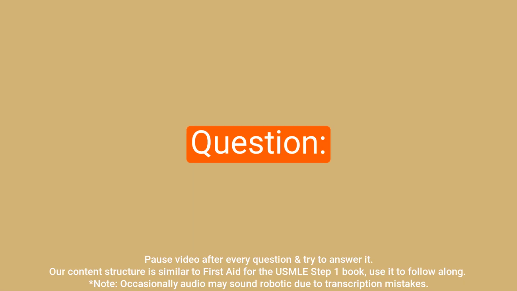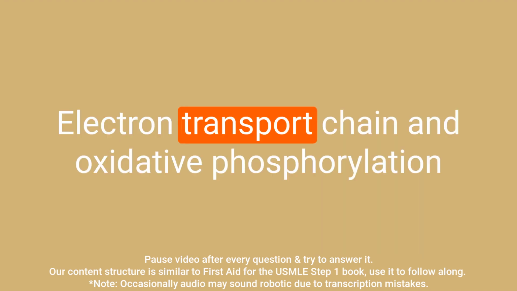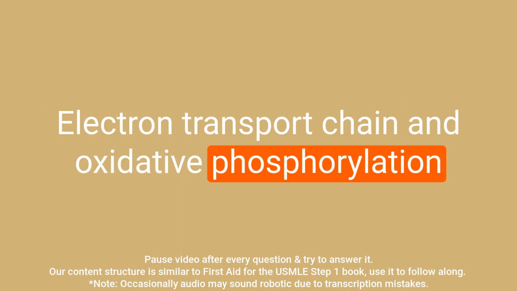This is USMLE QA, USMLE material presented in a question and answer format structured similar to the First Aid for the USMLE Step 1 book. Question: what are the two processes discussed in the text? Answer: electron transport chain and oxidative phosphorylation.